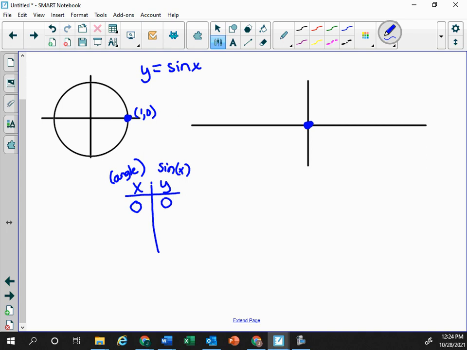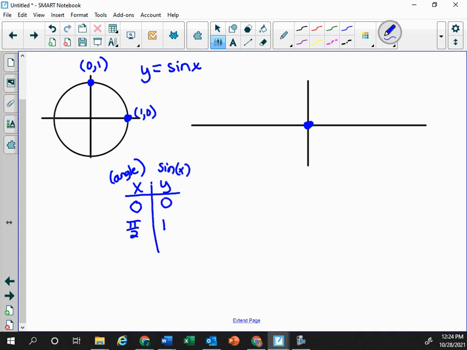All right, I'm going to go up here to pi over 2 next. So that's the angle I'm talking about, pi over 2. What's the ordered pair up there? 0, 1. So what is the sine of pi over 2? 1.